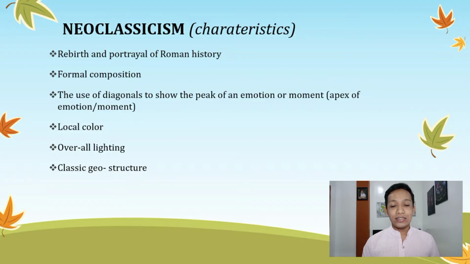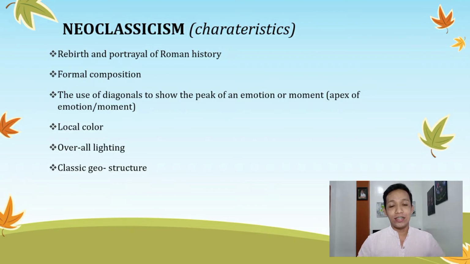Also, artists tend to use local colors. Local colors may mean the classics like black, white, gray, also brown, there's also red, and other common colors. And also, there is overall lighting. It means that in this period, lighting in arts is very significant. And lastly, classic geostructure.